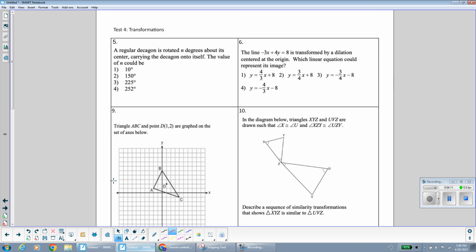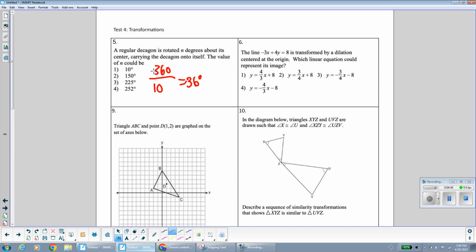Okay, moving along. In number 5, we're talking about rotational symmetry. How many degrees can you rotate an object so that it looks like itself again, so that it maps onto itself? Remember, 360 degrees is a full rotation, and we're going to divide by the number of sides, and a decagon does have 10 sides, to find out the first time that it looks like itself when you rotate it. So 360 divided by 10 is 36 degrees. So 36 degrees would be the first time that you can rotate it and it would look exactly like itself.